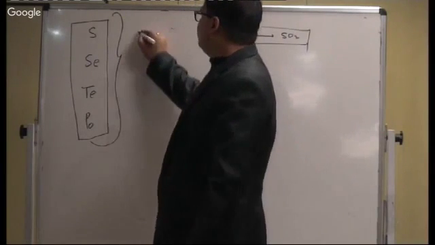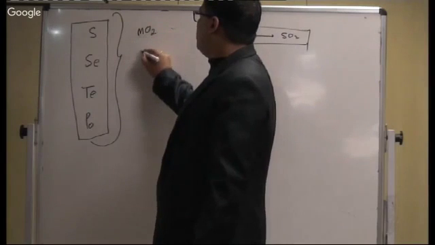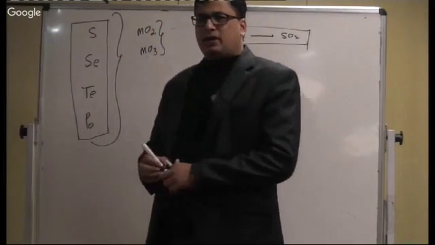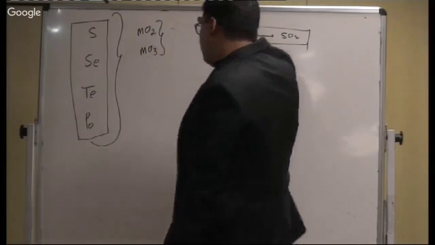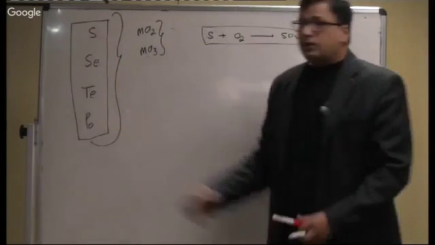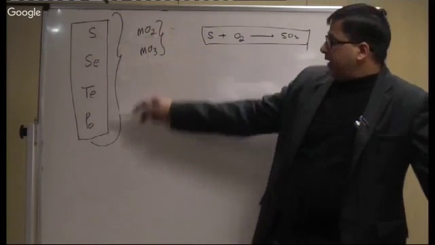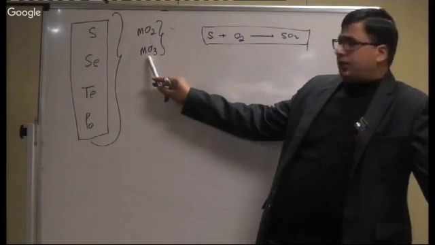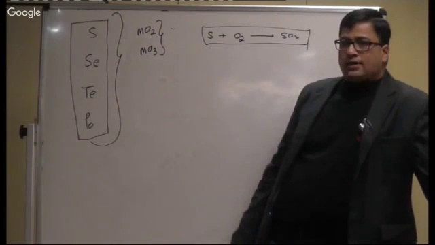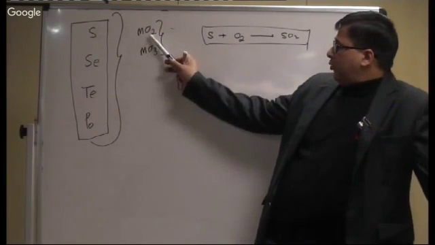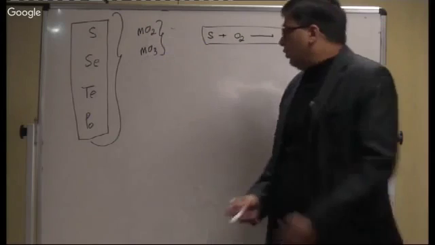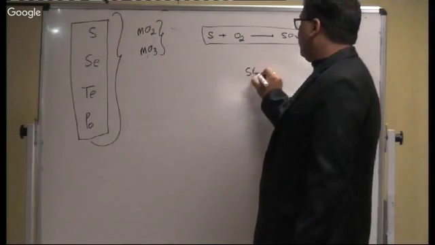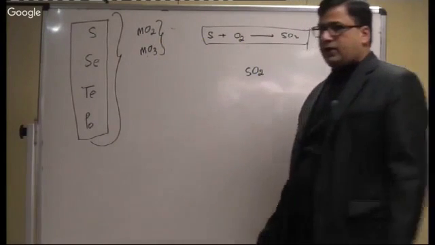One is MO2, second is MO3. Other oxides are also possible, but in general, if you see, these elements react with oxygen to form MO2 and MO3, these 2 types of oxides. Now, in the case of MO2, sulfur forms SO2. What is the hybridization of SO2 and what is the shape of SO2?